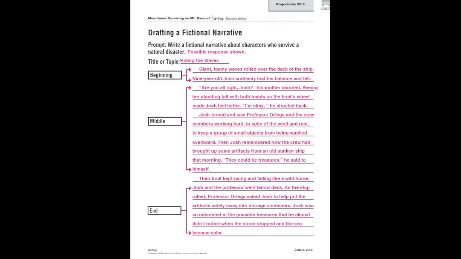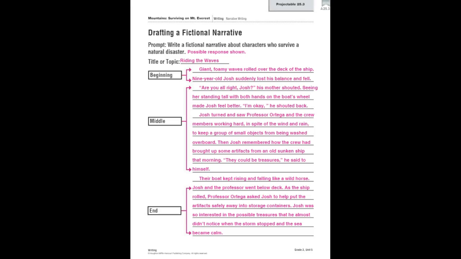"Are you all right, Josh?" his mother shouted. Seeing her standing tall with both hands on the boat's wheel made Josh feel better. "I'm okay," he shouted back. Josh turned and saw Professor Ortega and the crew members working hard in spite of the wind and rain to keep a group of small objects from being washed overboard. Then Josh remembered how the crew had brought up some artifacts from an old sunken ship that morning. "They could be treasures," he said to himself. All right, so here we have more detail about other characters and what's happening, with great detail.